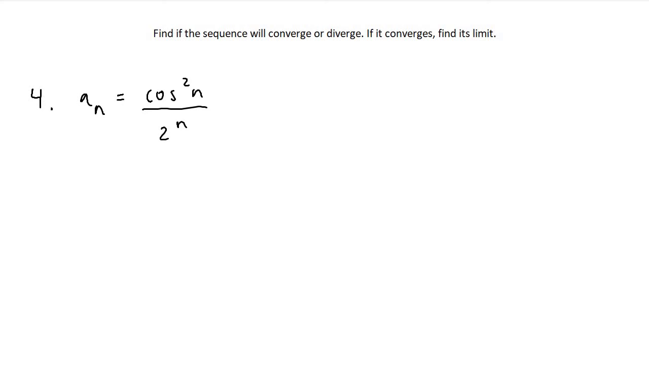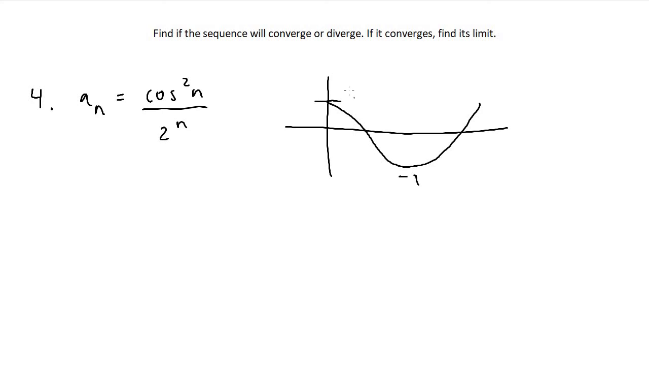So for number 4, we have a sub n equals cosine squared of n over 2 to the n power. Now this might look a little bit confusing at first, but remember that cosine of x will oscillate between the y values of -1 and 1. So if I were to set up the limit notation once again, the limit as n approaches infinity of cosine squared n over 2 to the n. So once again, most of the time, the graph of cosine will be equal to some y value between -1 and 1, which means that it will be a fraction.